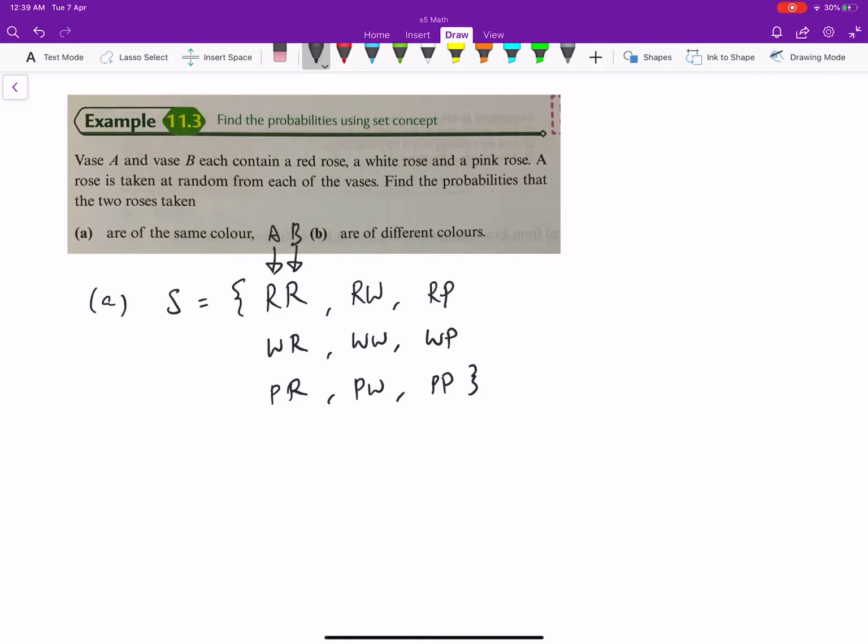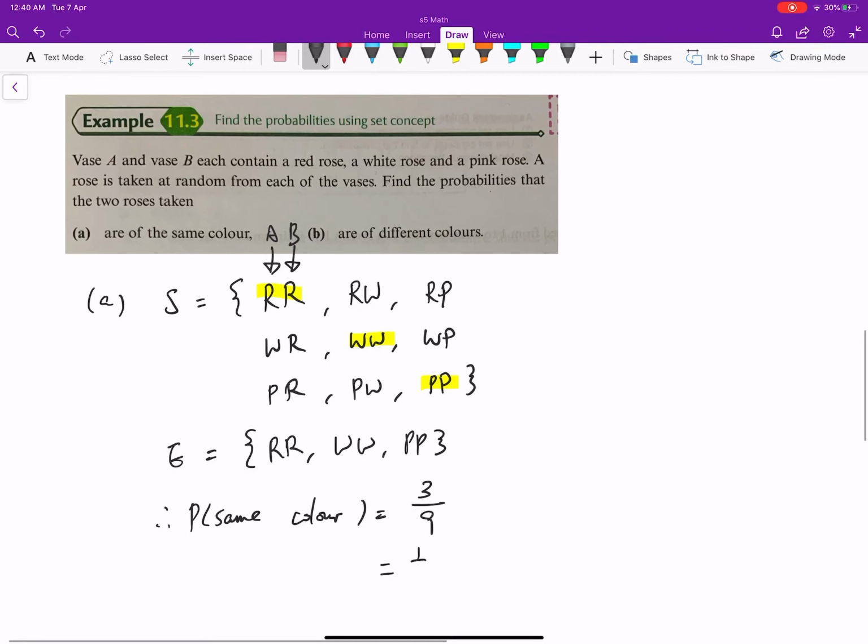Now we are considering how many of them are of the same color. So, okay, the event will be same color means RR, WW, and PP. So we get RR, WW, and PP. Then we can get the answer, right? Same color. So the number of outcomes favorable to the event E will be 3, and here will be 9. So we get 1/3. Okay, then how about part B?